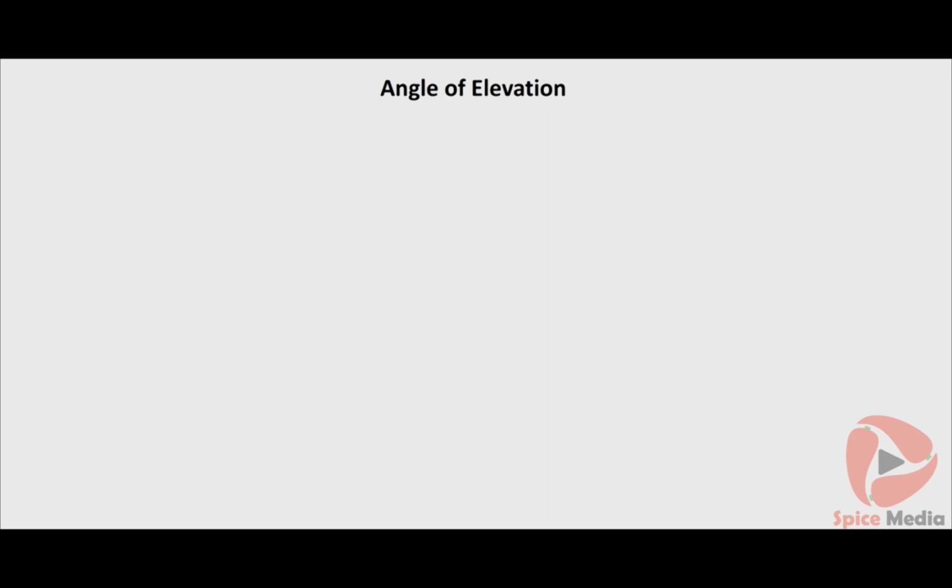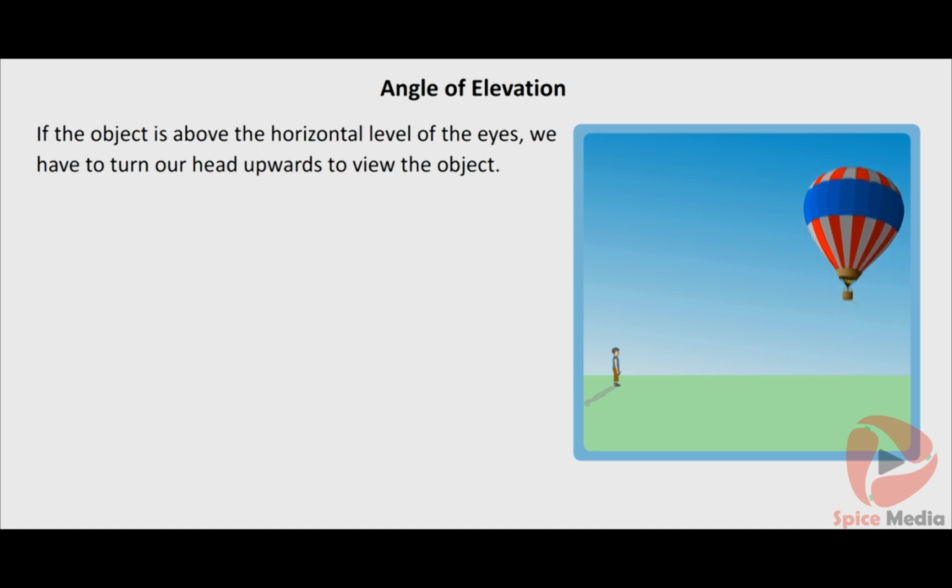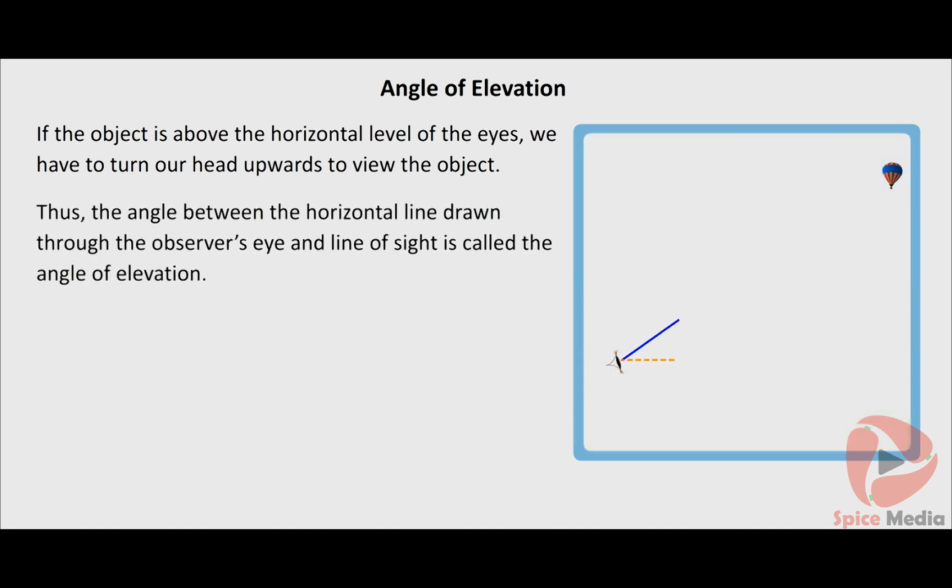Angle of elevation. If the object is above the horizontal level of the eyes, we have to turn our head upwards to view the object. Thus, the angle between the horizontal line drawn through the observer's eye and the line of sight is called the angle of elevation.